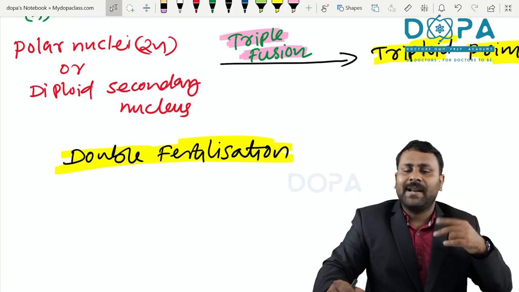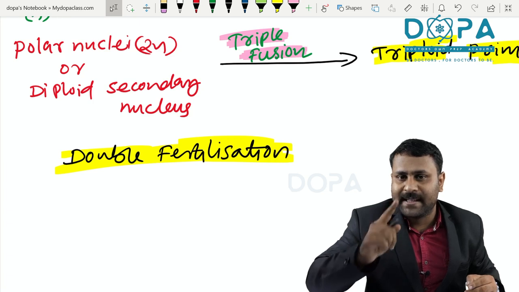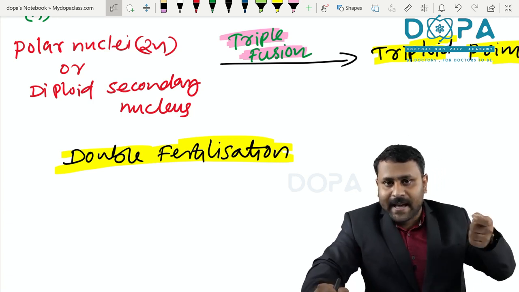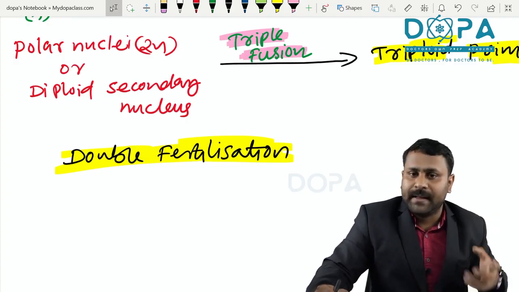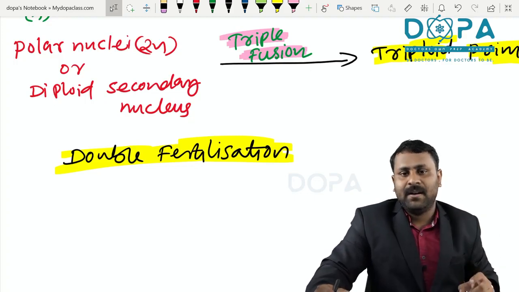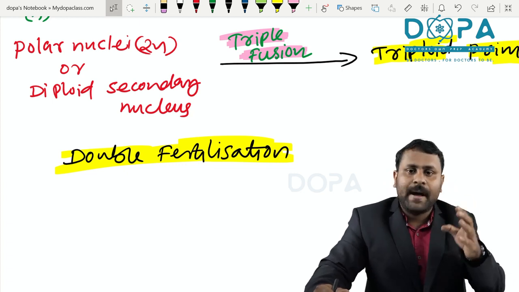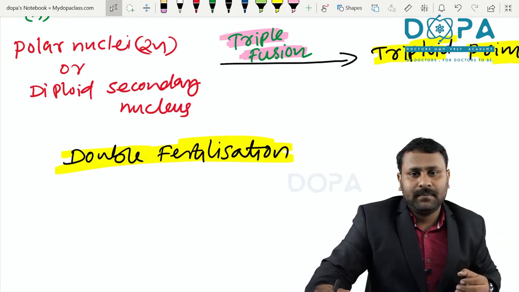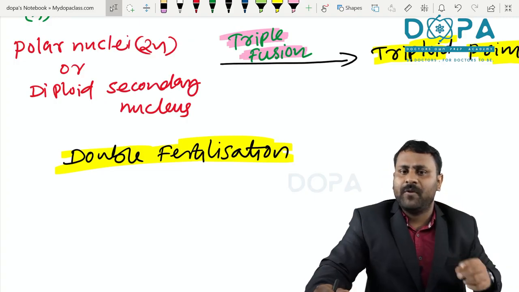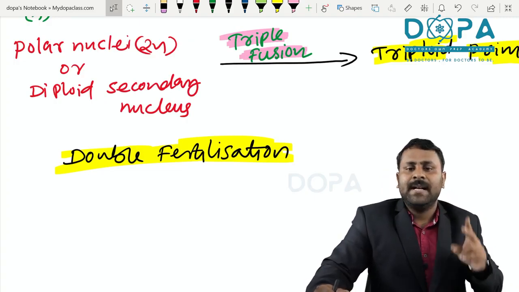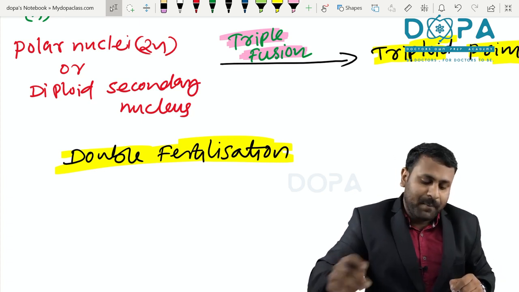Since syngamy and triple fusion, two fusions, are involved, angiosperm fertilization is known as double fertilization. It is the event unique to angiosperms. In the case of human beings, there is only one fertilization. Our sperm and ovum fuse, forming a zygote. The zygote develops into an embryo and the embryo develops into a fetus. In angiosperms, there are two fusions: syngamy and triple fusion. Double fertilization. Very, very important.